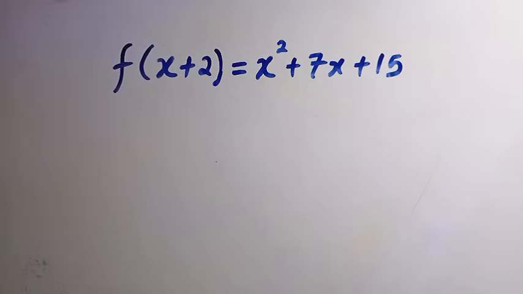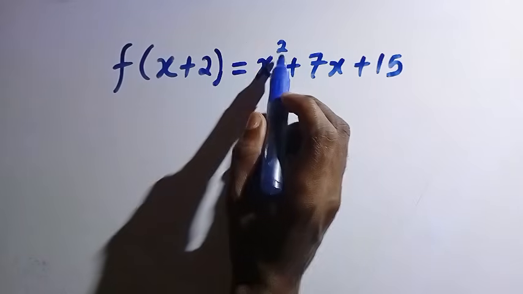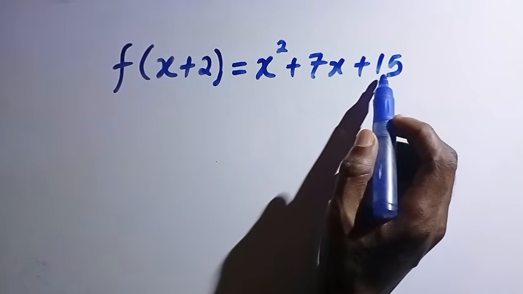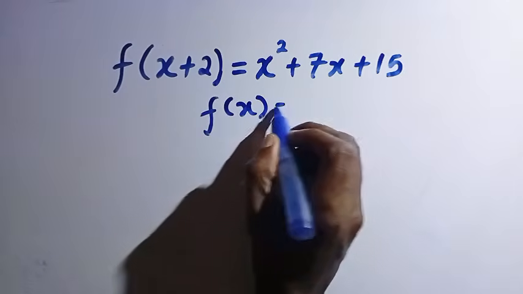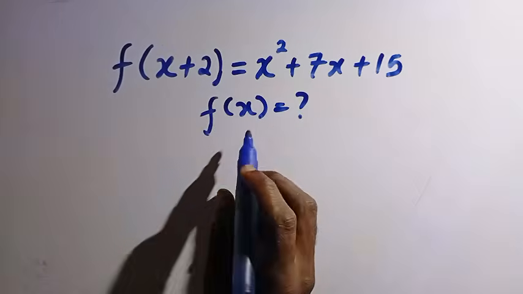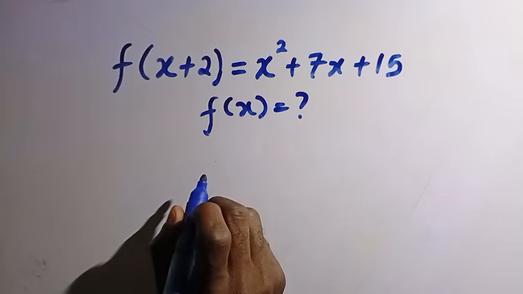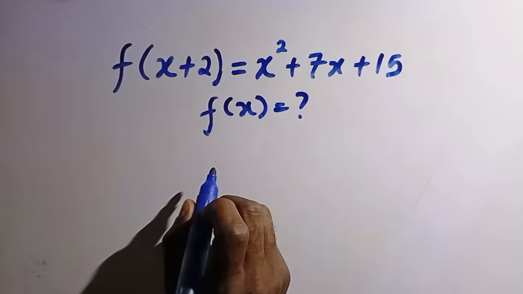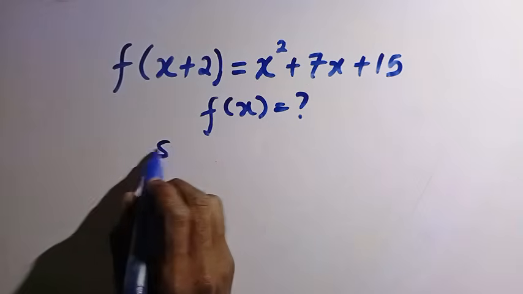How to solve these nice functional equations? We are given f of x plus 2 equals x squared plus 7x plus 15. How can we find f of x? Have you spotted the answer? If yes, you can drop it in the comment box. Let's solve this problem step by step and in two different ways.